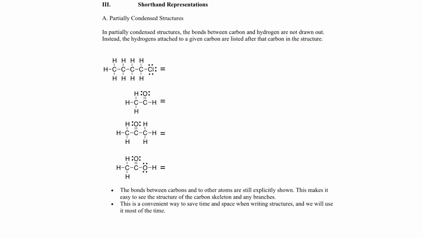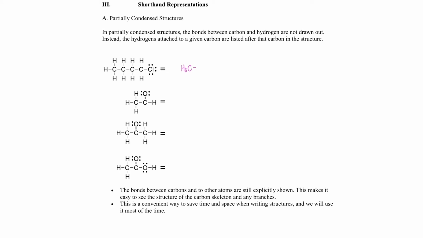So what we have here is a Lewis structure, and in OChem, with things being so repetitive with carbons and oxygens and nitrogens and hydrogens and halogens, it just doesn't make sense to draw a Lewis structure every single time. It's going to get old really quick. So what we do instead is we try to make it easier on ourselves. In partially condensed structures, you abbreviate the bonds between carbon and hydrogen. So you have CH3. You can write this as CH3 as well.